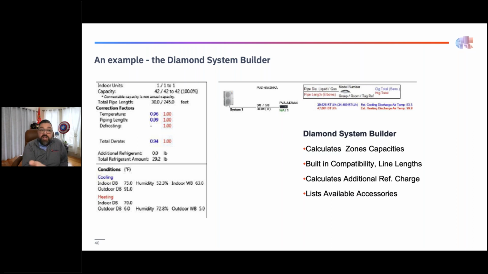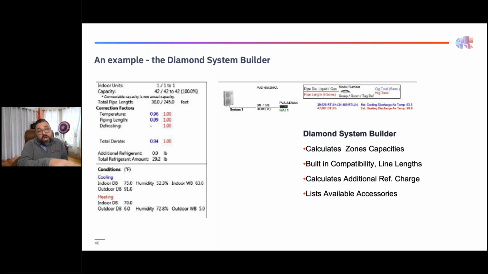Now, if you work for a manufacturer, you probably have access to something like this. Or if you're installing Mitsubishi, Mitsubishi offers Diamond System Builder, which is free software. If you go to mylinkdrive.com, you can download it, and it does the manual S calculation for you. You actually enter in your design conditions, you select your equipment, and this could be single zone, multi-zone, all the way across the board. And if you're in the HVAC industry, you've probably seen this in the past. It'll actually calculate any additional refrigerant charge you need to add, and it provides a great stock list when it comes to accessories and line set sizes and lengths that you need to order, right?